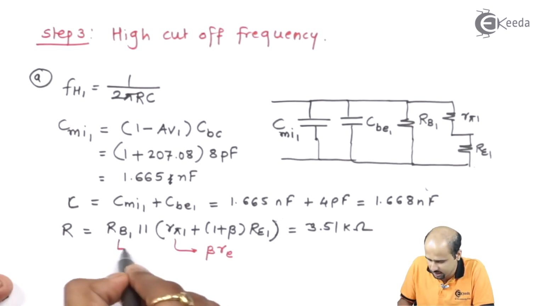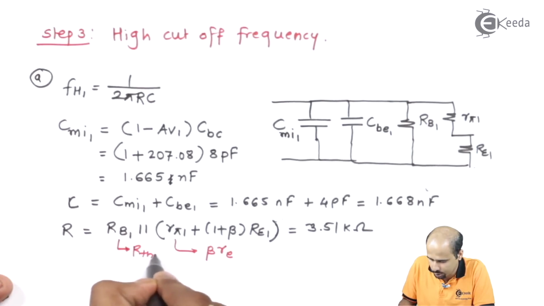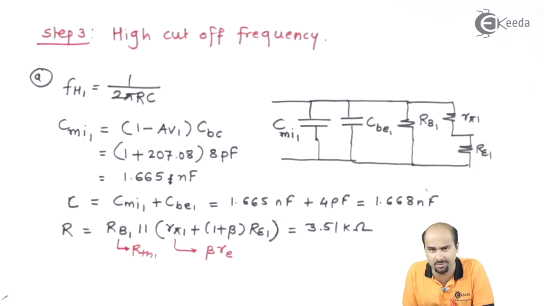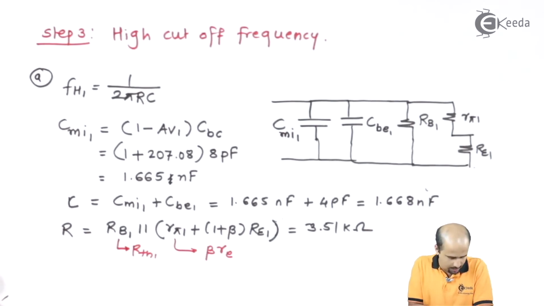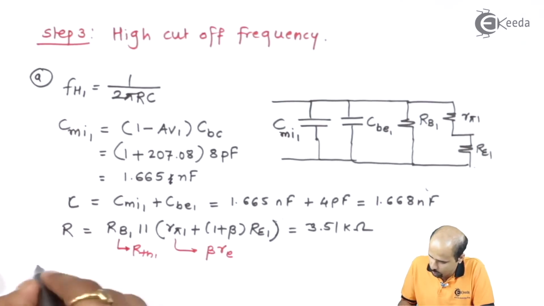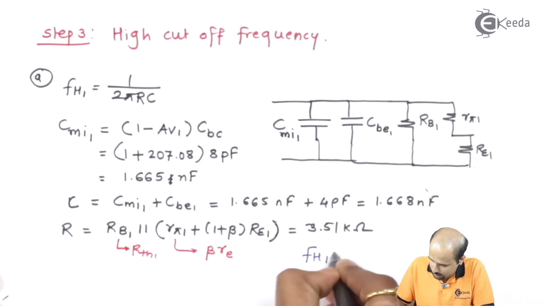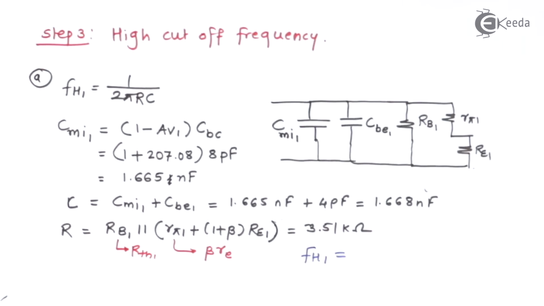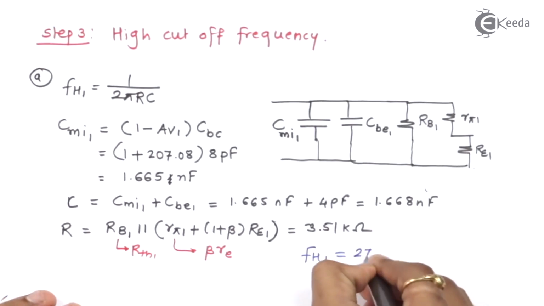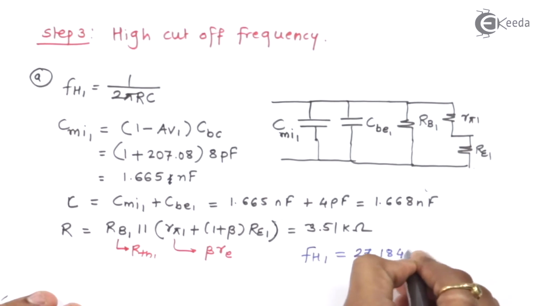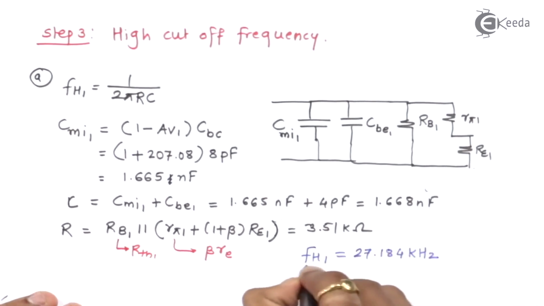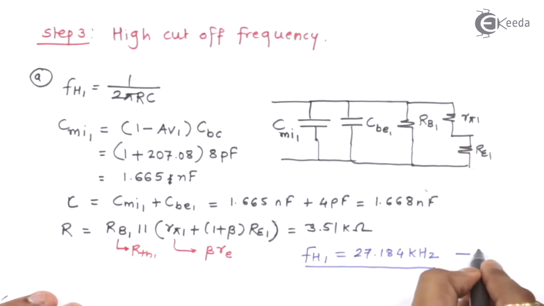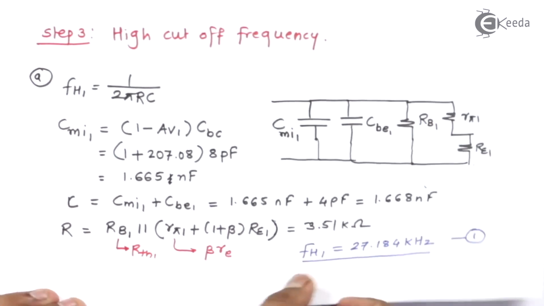This RB1 is nothing but the value of RTH1. Okay, so RTH is nothing but the value of RB1. So here we'll get the value of FH1. Let's see what the value of FH1 is. The value of FH1 comes out to be 27.184 kilohertz. So 27.184 kilohertz, that's the first frequency we have got, right? Let's see what the second RC circuit, the intermediate RC circuit, tells us about the FH2.